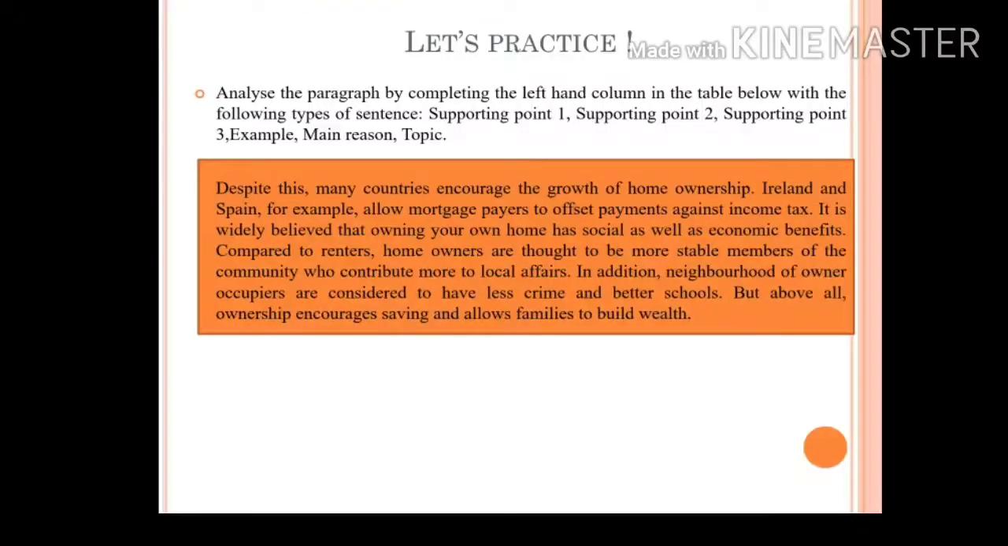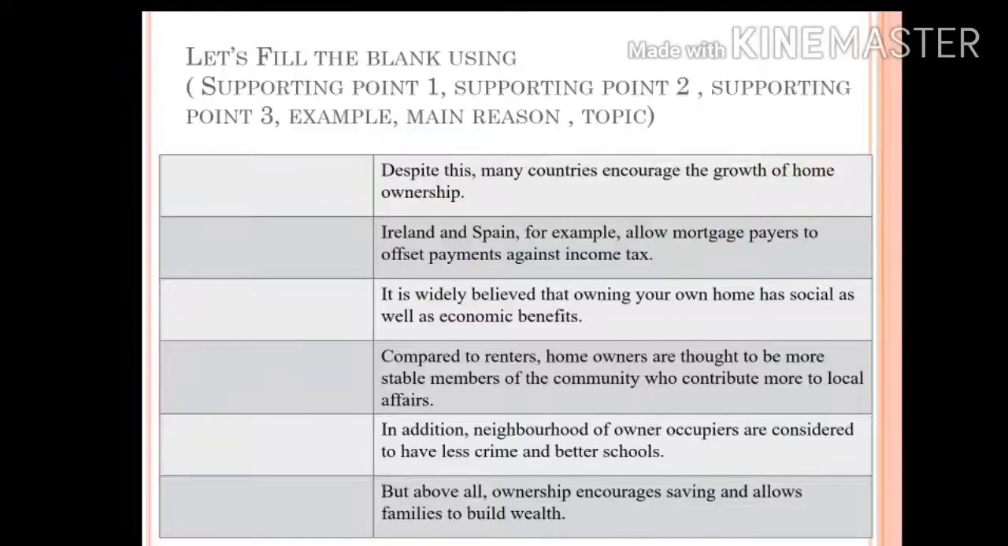Let's practice. Analyze the paragraph by completing the left-hand column in the table below with the following types of structure. Supporting point 1, supporting point 2, supporting point 3, example, main reason, and also topic. You can pause this video if you want more time. Now, let's guess and fill in the blanks.